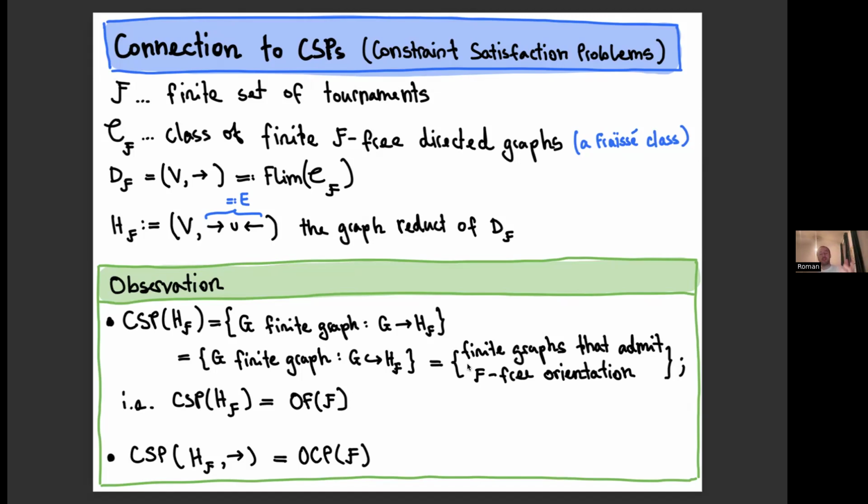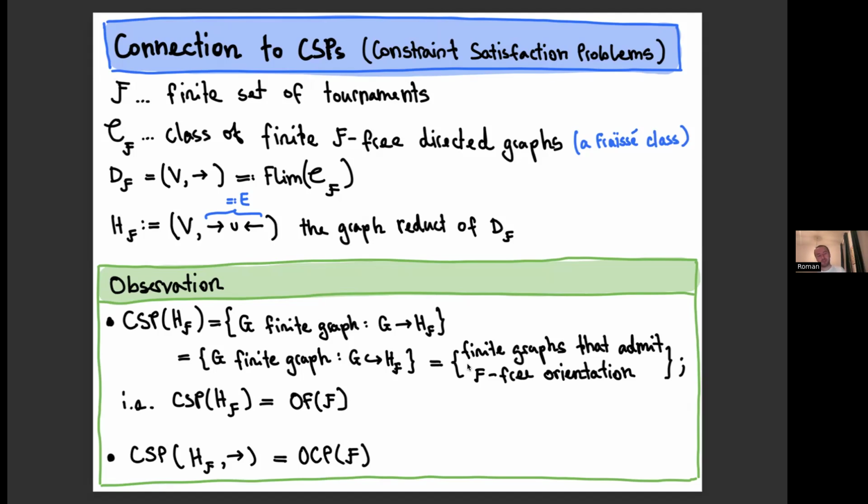And conversely, if we have an F-free orientation of our graph, then we know that it actually embeds into DF, and such an embedding then will induce embeddings of the underlying graphs. So actually the CSP of HF is precisely the graph orientation problem of F.